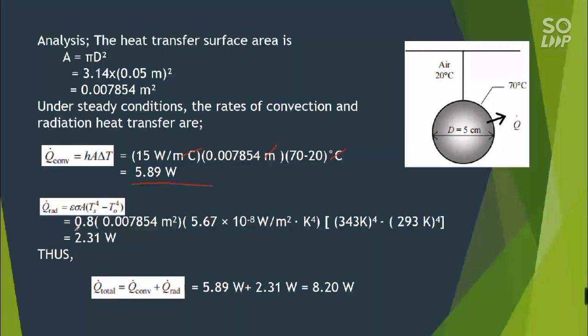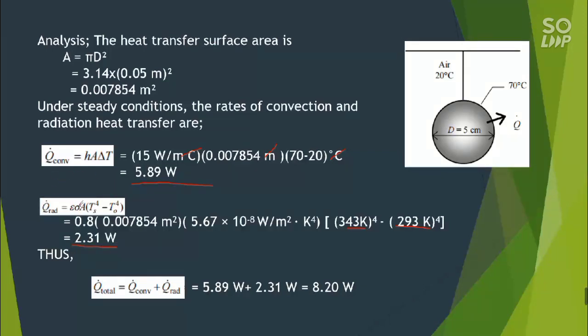So we have 0.8 multiplied by 0.007854 square meter multiplied by 5.67 times 10 raised to negative 8 watts per square meter per Kelvin raised to 4 multiplied by the quantity of 343 Kelvin raised to 4 minus 293 Kelvin raised to 4. So these values here, we only converted 20 degrees Celsius and 70 degrees Celsius into Kelvin by adding 273. So solving this equation, we get the rate of heat transfer by radiation equal to 2.31 watts.